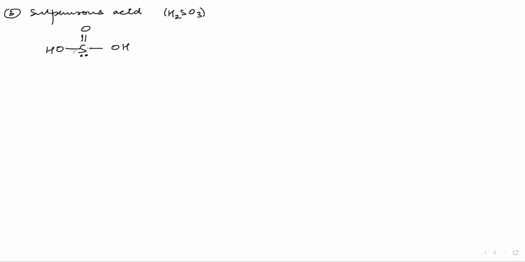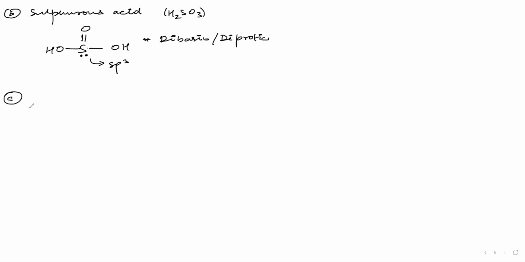Now what will we do? We will calculate the hybridization. Hybridization is equal to the number of surrounding atoms plus the lone pairs. We have three surrounding atoms and one lone pair. So this will again be 4, which is sp3. And this is again dibasic. Please write with me, dibasic or diprotic.